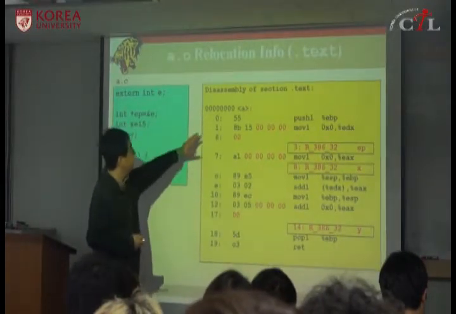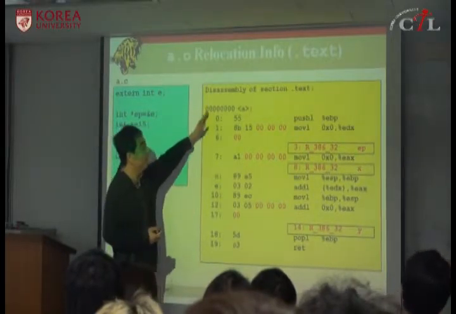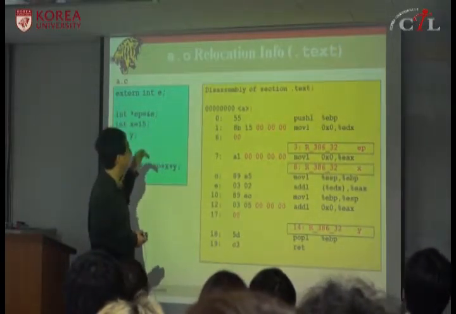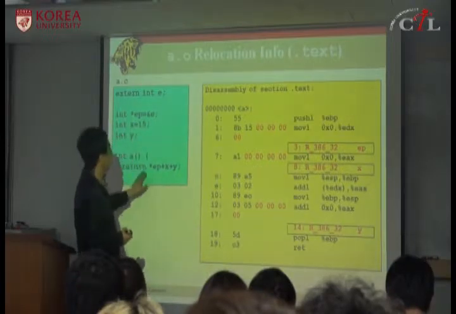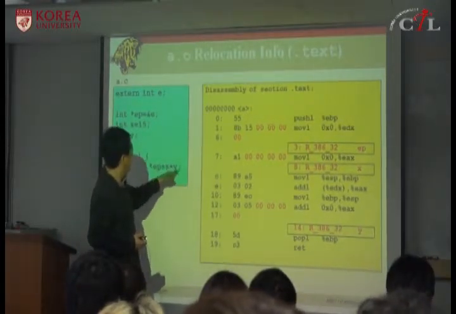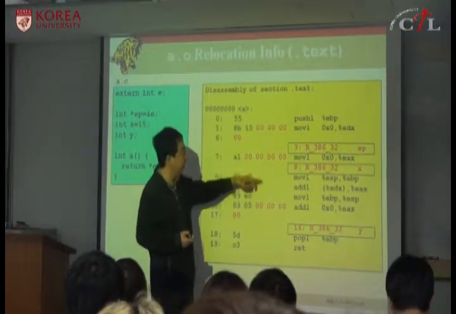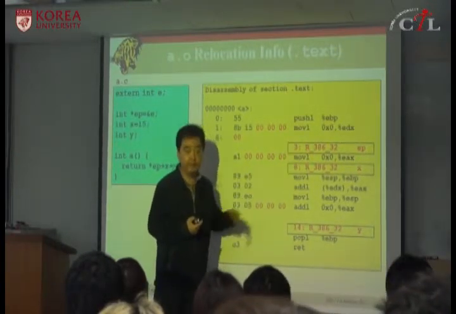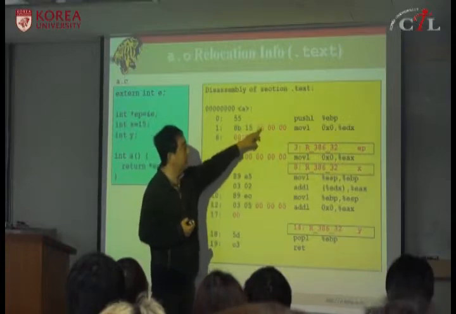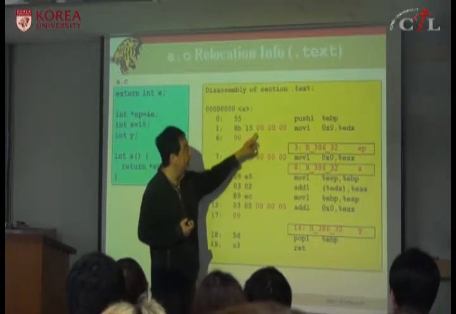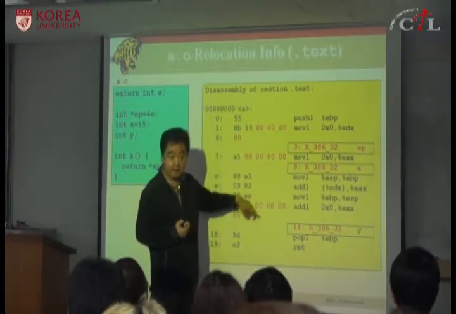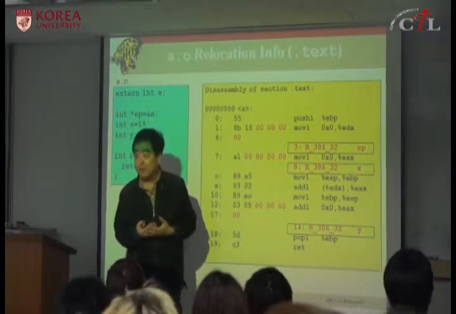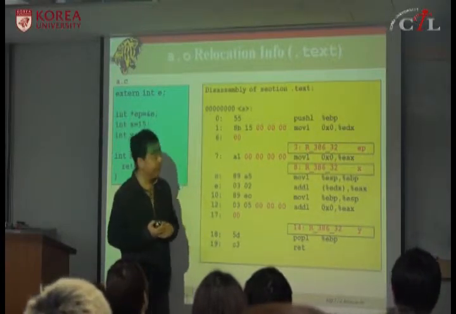And this is also the disassembled text segment from a.o here, and you have three addresses, EP, X, and Y. This is unknown, question mark. Use absolute address. After you determine the address of EP, X, and Y, replace this address. That's what this relocation information is telling you. Okay?